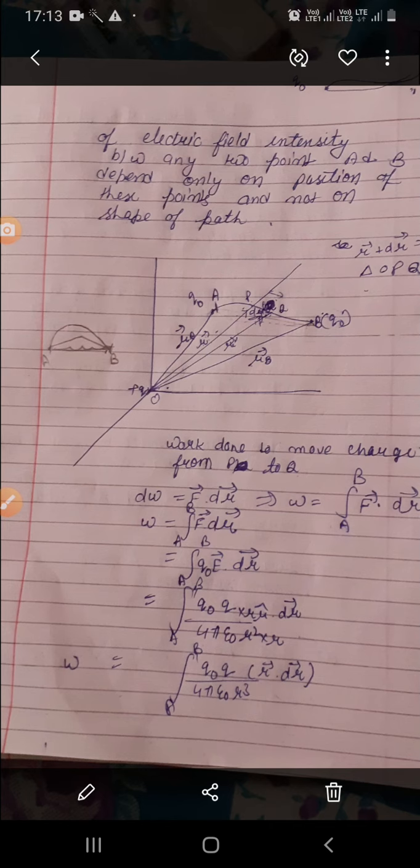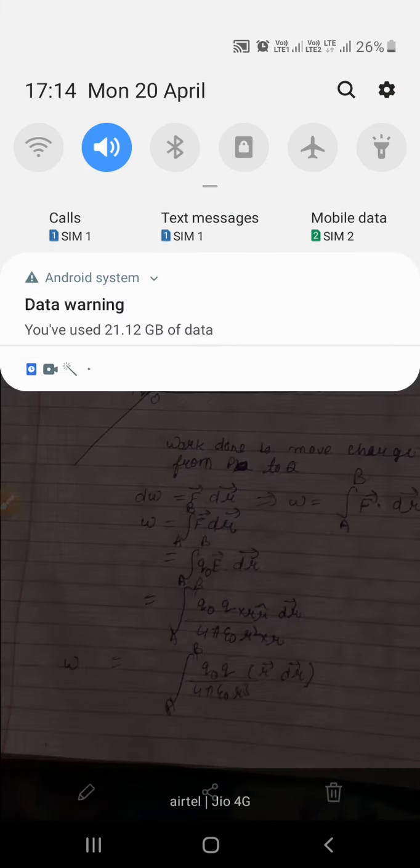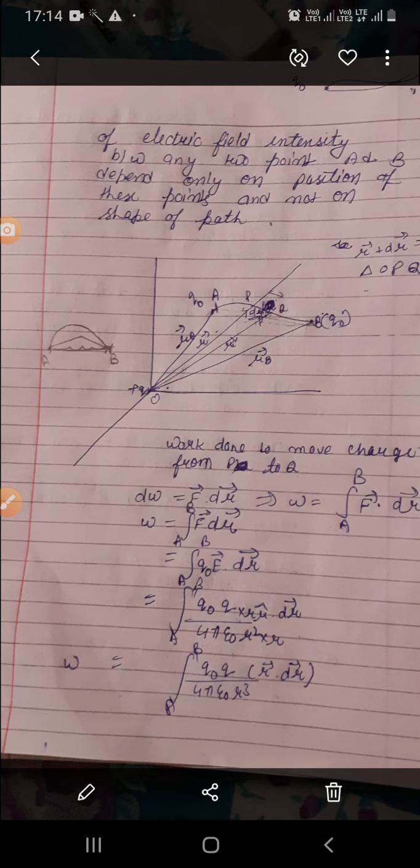Now see carefully. OPQ is a triangle, and from the triangle law of vector addition, if two vectors are acting in the same order, then the third vector will be the closing side of the triangle in opposite order. So vectors R and dr are in the same order and R dash in opposite order. So when the charge is displaced from P to Q, the amount of work done is F dot dr. Clear to all of you?